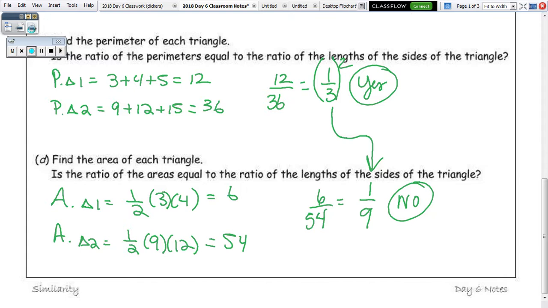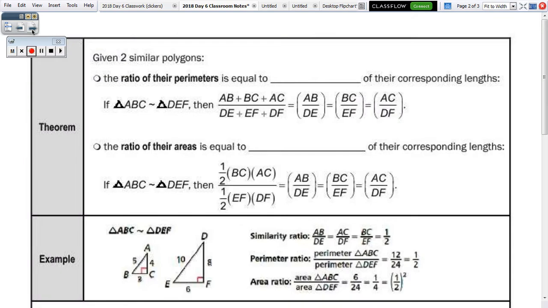So on the back, on the top part, is just a summary of what we've discovered. The theorem states that given two similar polygons, the ratio of their perimeters is equal to the ratio of their corresponding sides. The ratio of the areas is equal to the square of the ratio of the corresponding sides. So we have to add an exponent of 2.